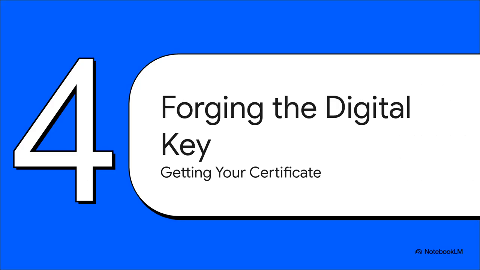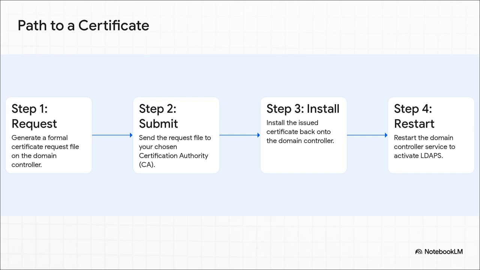Okay, so we know the rules and we know where the certificate needs to end up. So how do you actually get this digital key in the first place? Let's walk through the basic process. It really boils down to 4 main steps. First, you create a formal request file right there on your domain controller. Second, you take that file and submit it to your certification authority. Third, after the CA gives you the certificate, you install it back onto that same domain controller. And finally, you might need to give the service a quick restart just to make sure it sees the new certificate and officially turns on LDAPS.